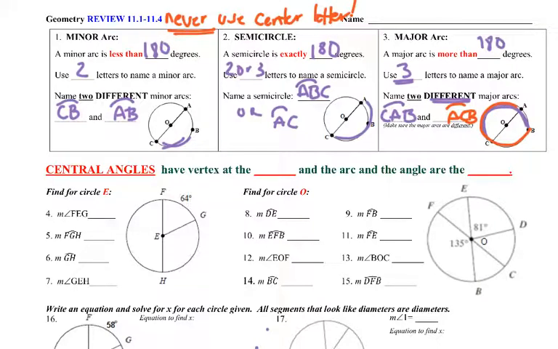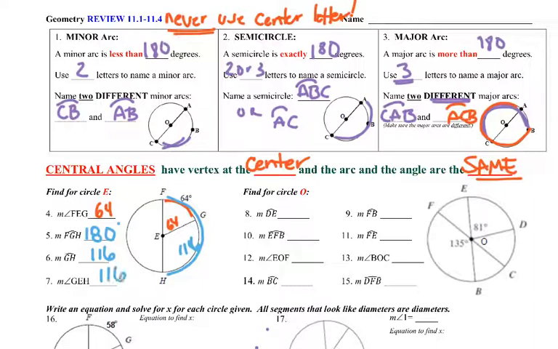When we have central angles, they have their vertex at the center, right in the middle, and then the arc and the angle are the same. So we say central angles are the same. So here is 64, that means that the angle in there is also 64. Then for the arc measures, I remember things like, okay, the whole circle is 360, half the circle is 180 degrees, and FGH here is half the circle. GH, I would do 180 minus 64, so it's 116, right? 116. And then that angle GEH would also be 116.